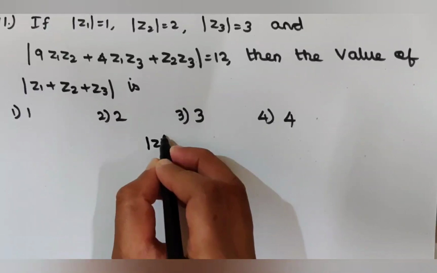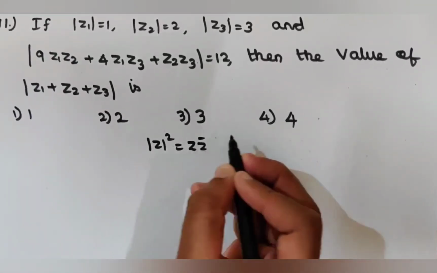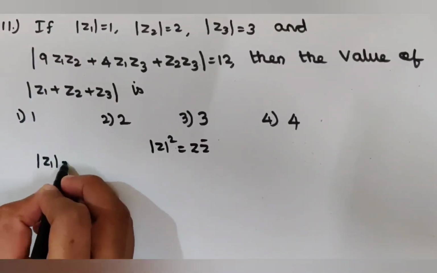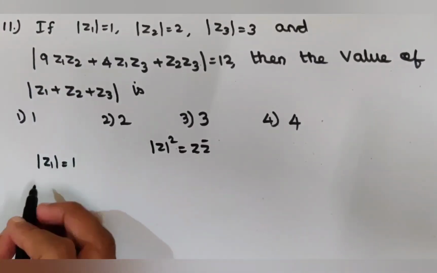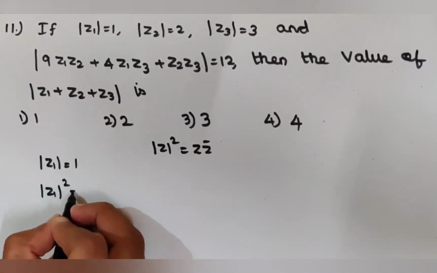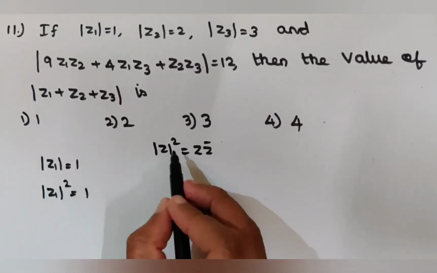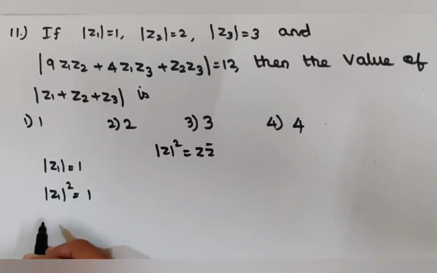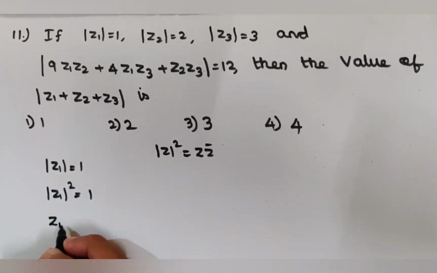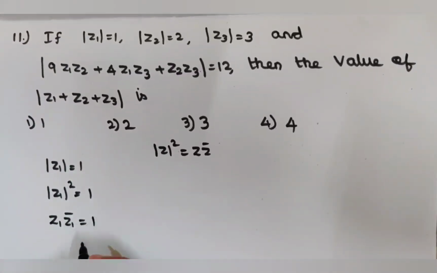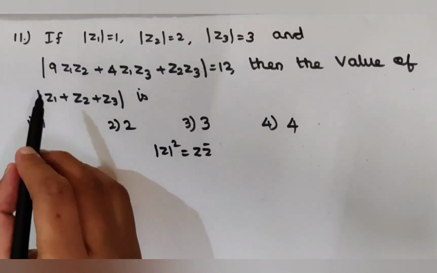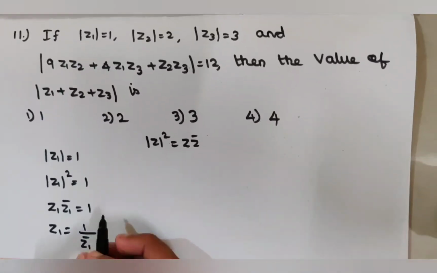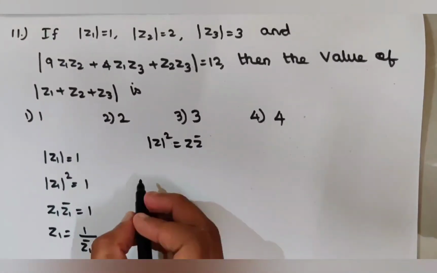Modulus of z square is nothing but z z bar. We are going to use this property. Here modulus of z1 is equal to 1. So taking square on both sides, modulus of z1 square is equal to 1 square, which is 1. Use the property modulus of z square is equal to z z bar. Modulus of z1 square is z1 z1 bar, which is equal to 1. I want the value of z1 to substitute here. So z1 is equal to 1 divided by z1 bar.